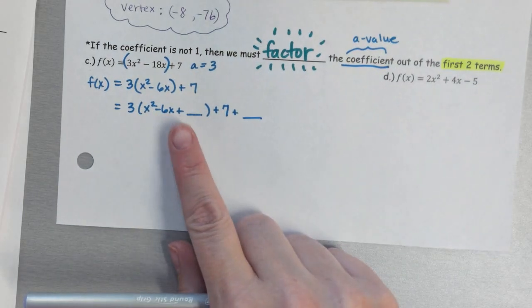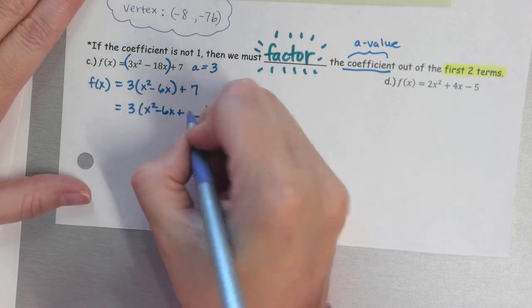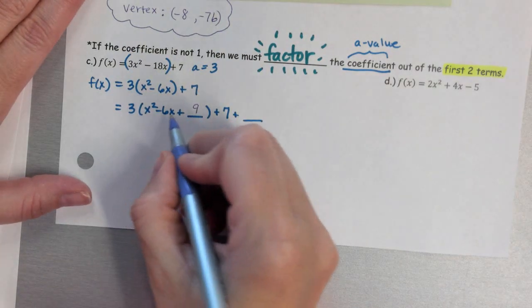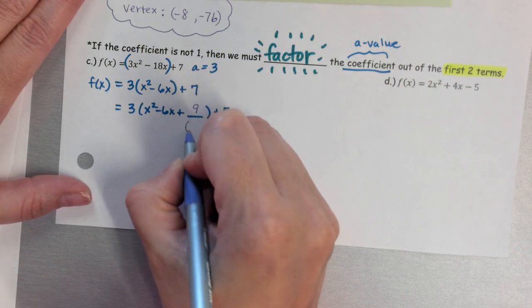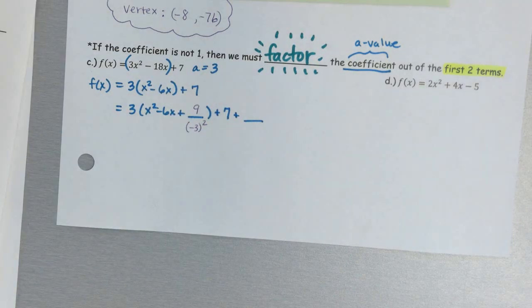And then Jack, will you tell me what you got for this blank and how you got it? So that would be just 9. That one's just opposite of -6, half of that, so that'd be -3, and then that second power is 9. Perfect. Okay, so half of -6 is -3. We square it, we get 9.